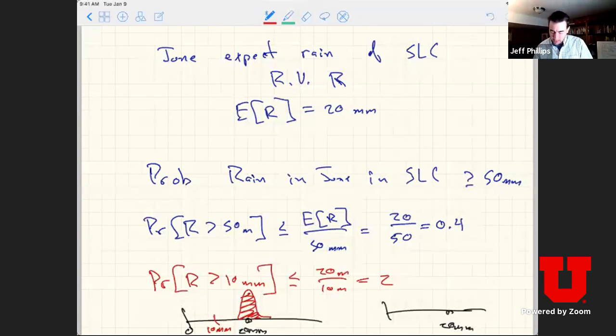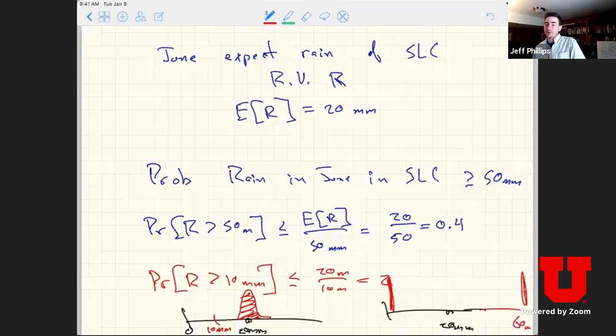On the other hand, it could be that sometimes it's 0, and sometimes it's going to be 60 millimeters, a third of the time. That might be more like what it looks like. This June, I don't know, some Junes we probably get almost 0 rain, and other Junes we'll have a couple of storms and we'll get a whole bunch of rain. In that case, the Markov inequality gives a pretty reasonable estimate of what's going on.